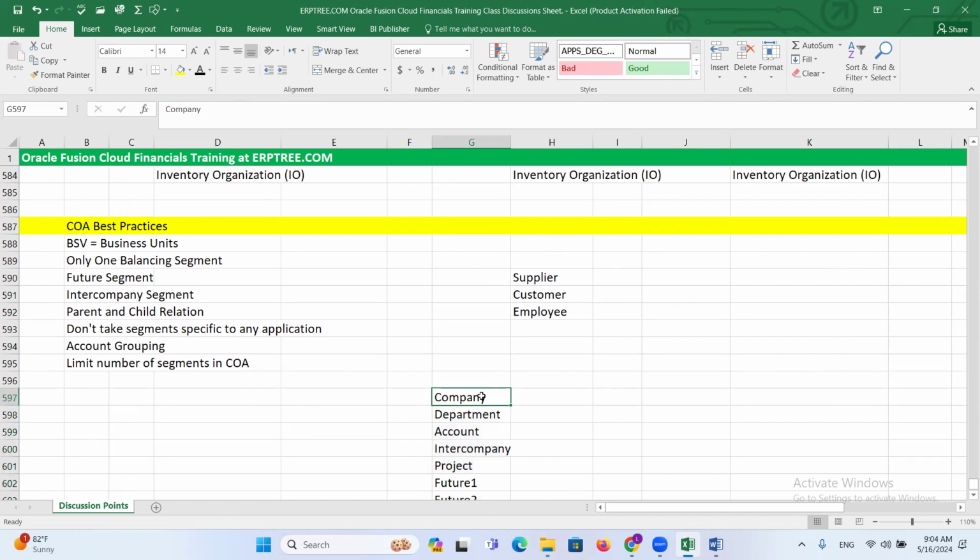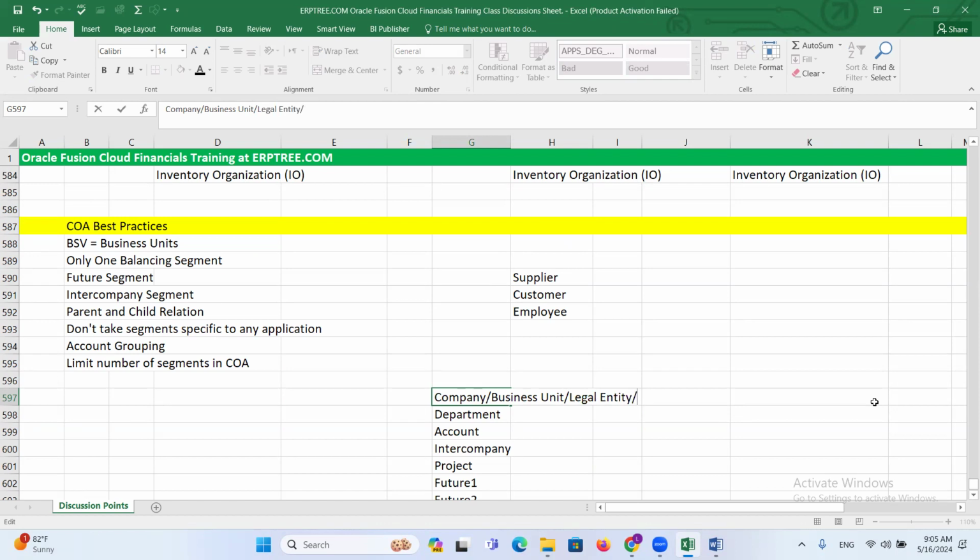So we are calling it a company in some projects. Okay, the client would say, your company is nothing but my business unit only. I want to have a segment name as a business unit. So the segment name could be business unit. And if not business unit, some clients will ask, anyway, my company is nothing but my legal entity. So I want to have a segment name itself legal entity instead of company.